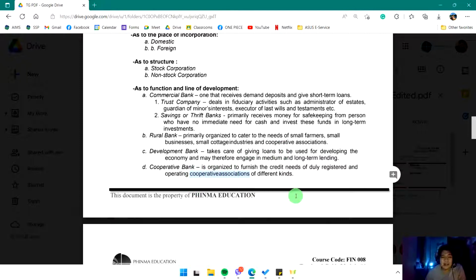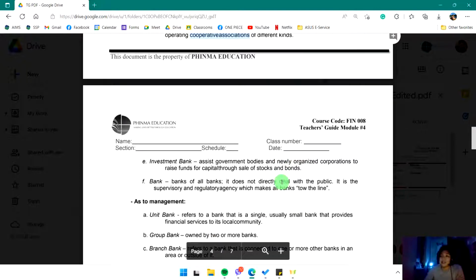Mainly, kung ano lang din naman kasi yung function ng commercial banks, ng rural banks, ng development banks, ng trust companies, or ng savings or thrift banks, these are also offered by cooperative banks. Pero, it is for the advantage of the cooperative associations that are connected with the cooperative bank. So para silang exclusive na banko para sa mga associations or group of companies na ayun nga, that will work really entirely for the purpose of, for the advantage of the cooperative associations that are connected with them.